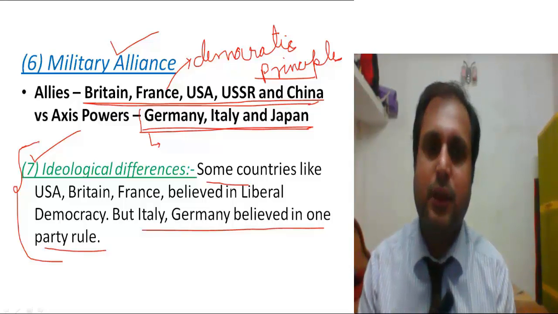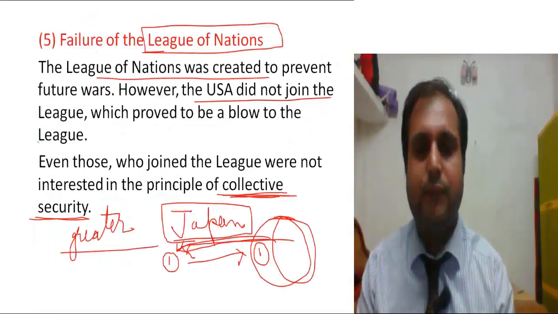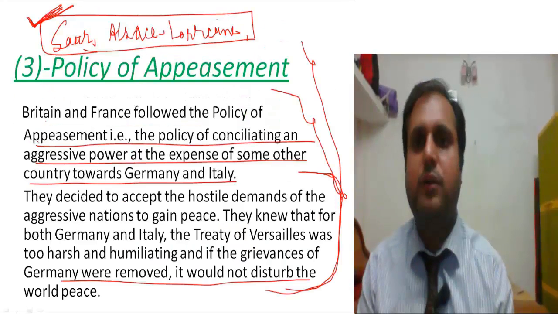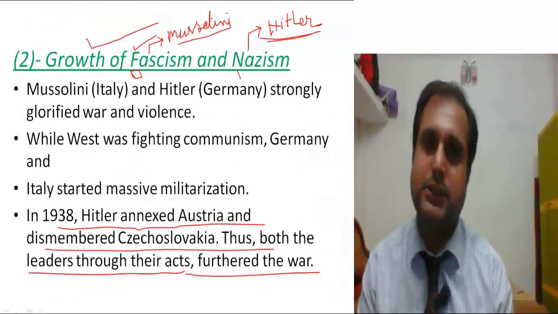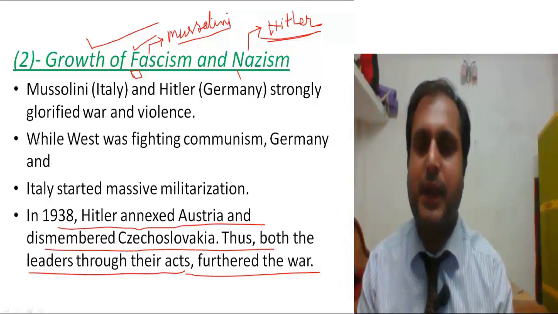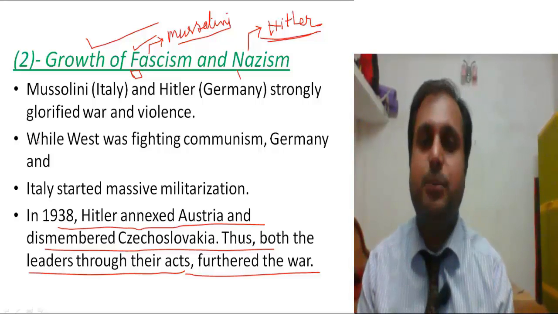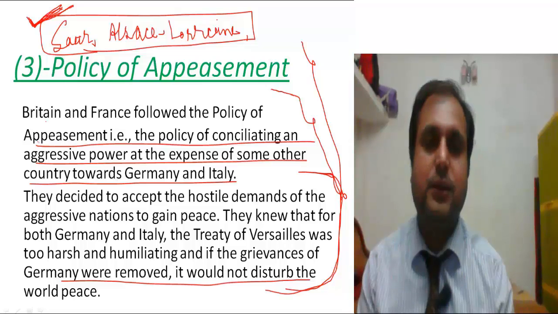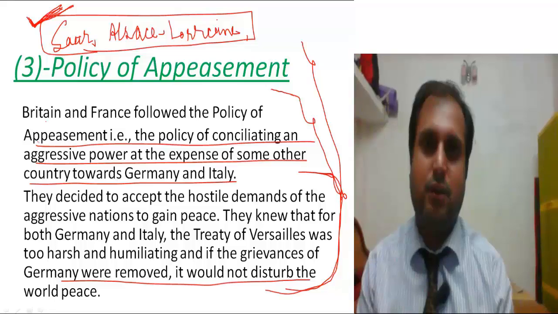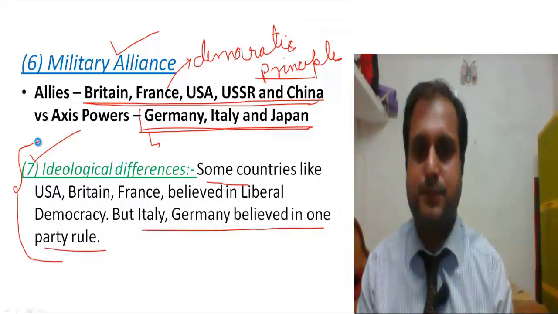How the question will come in the board exam: the question can come, explain the ideological difference as a cause of the Second World War, explain the failure of the League of Nations as the cause of the Second World War, or explain the policy of appeasement as a cause, or fascism and Nazism as a cause of the Second World War. It can come as a 3 marks or 4 marks question. Even the question can come in this manner: explain any two causes, or any three causes behind the outbreak of the Second World War. It can come as a 3 marks or 4 marks question in ICSE board exams.